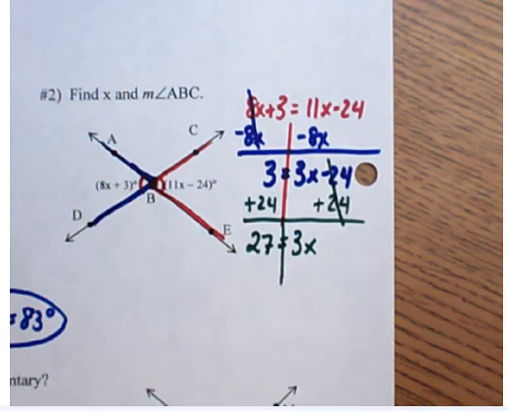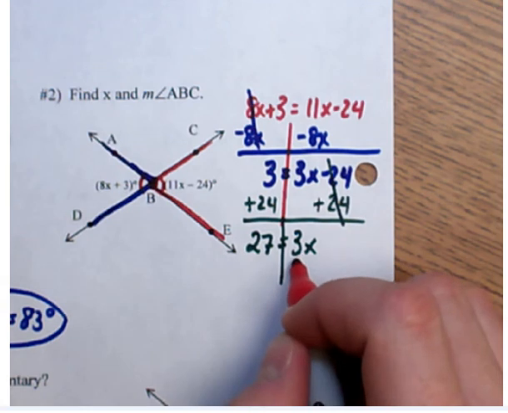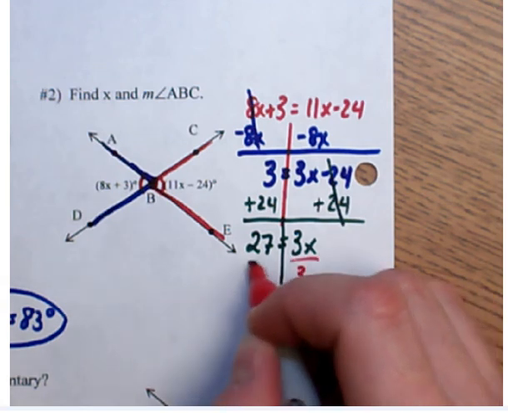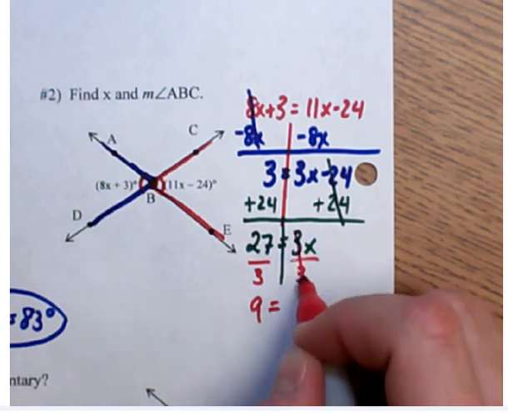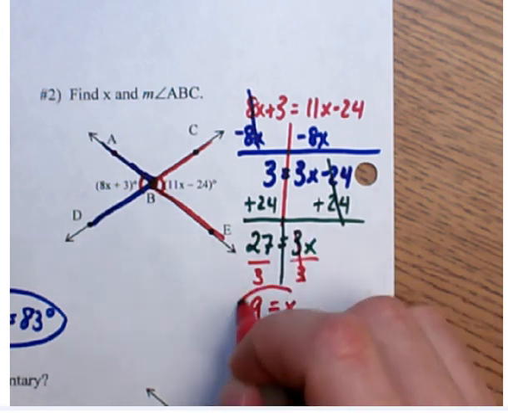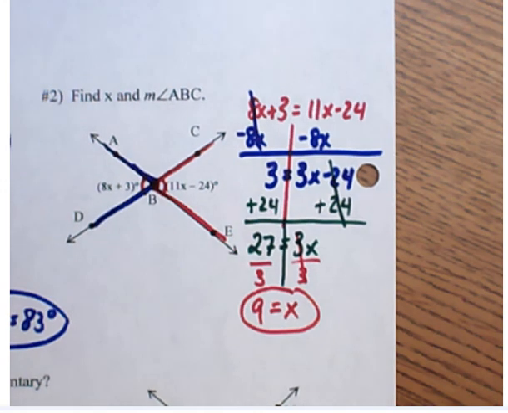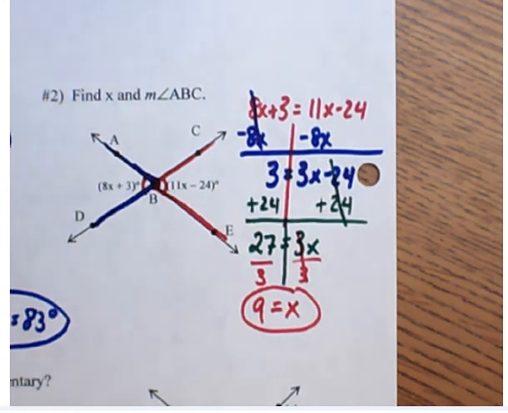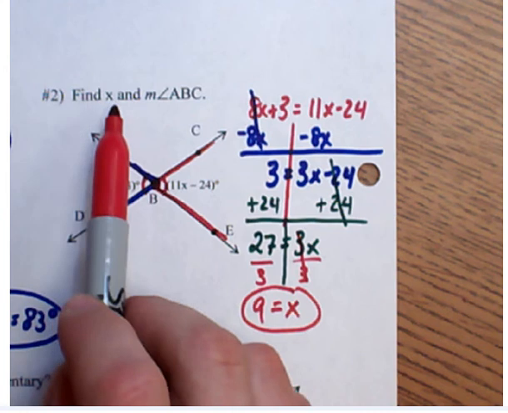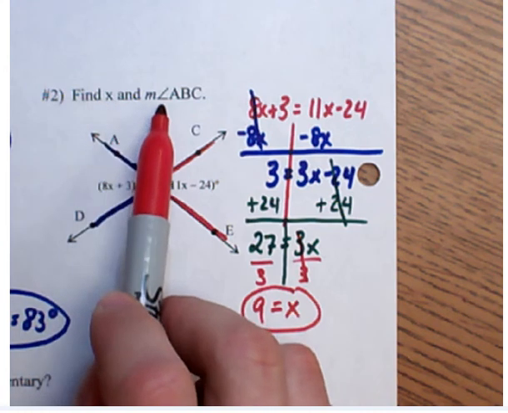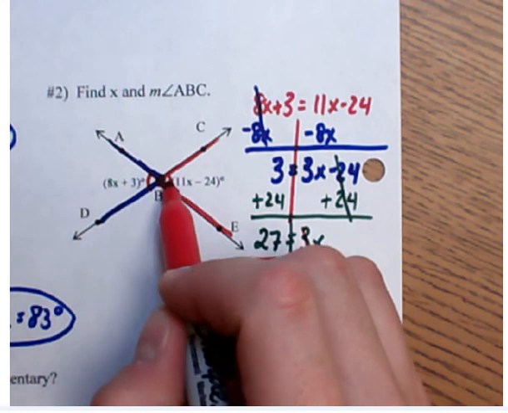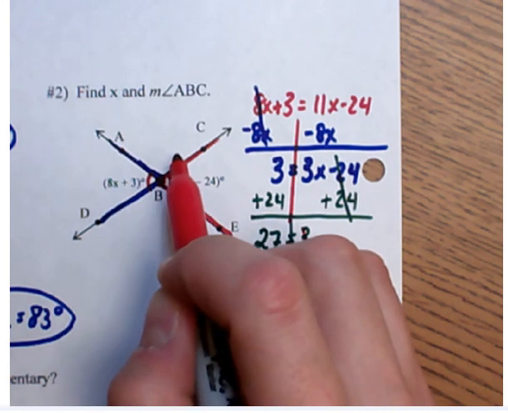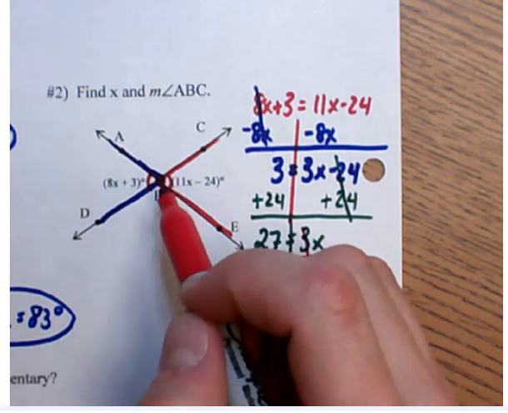Last step, this is 3 times x. To undo multiplication, let's divide by 3. We get 9 equals, 3 divided by 3 is 1, so 1x or just x. X equals 9. Are we done? No. Find x, good, and the measure of angle ABC. Now ABC is this angle up here. There's no number for that, there's no variable for that. How can we get it?